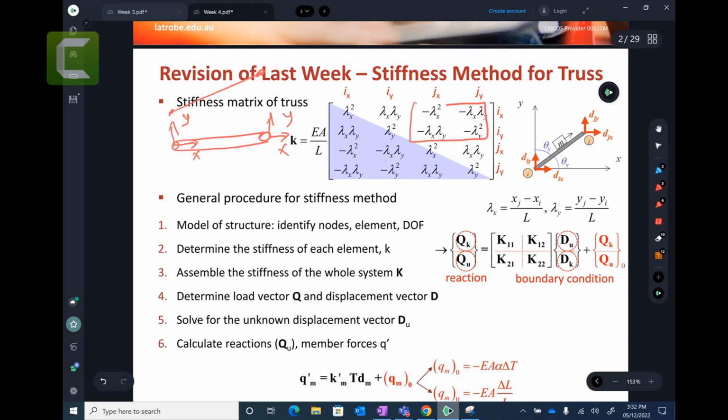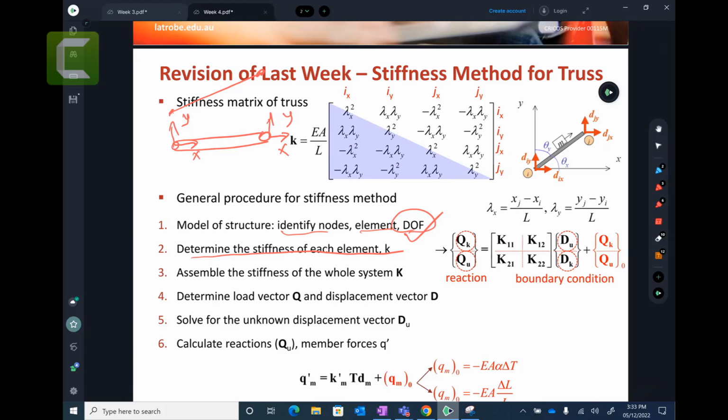You can also think that these boxes are the same. This box here and this box are the same. So there are multiple ways that you can check whether you have done it correctly or not. And then what we did: we identified the nodes, elements, and degrees of freedom. You don't need to worry about this one in your exams or assignments. We generally give you this modeling part. And then we calculate the stiffness matrix for each element.